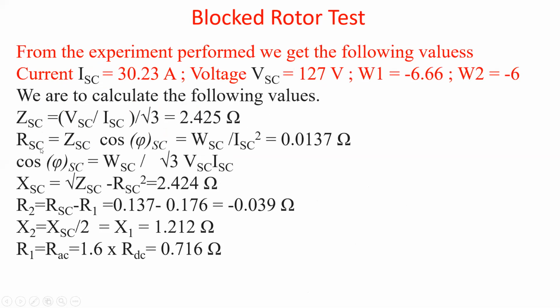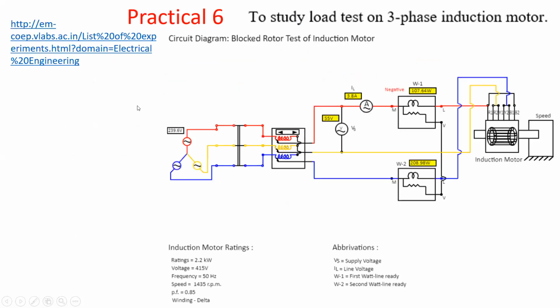Then the value of RSC you can calculate from ZSC cos φSC, or RSC is equal to WSC divided by ISC squared. You can take these readings and find out the value of RSC, cos φSC, then you can calculate XSC, R2, X2, and R1. So all these parameter values you can calculate using the block rotor test.